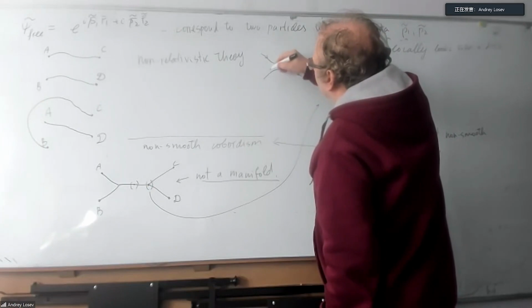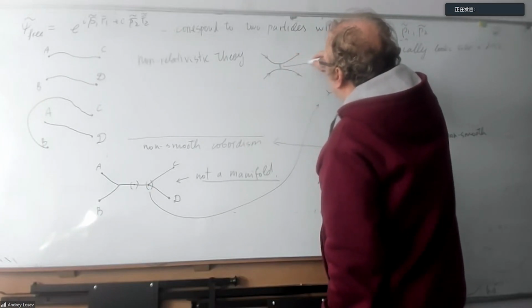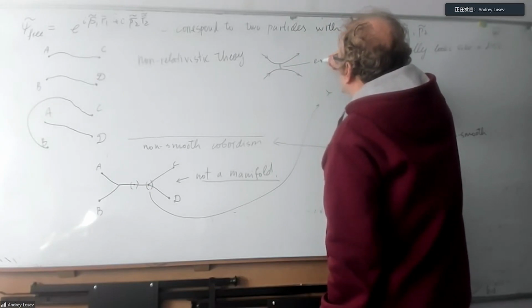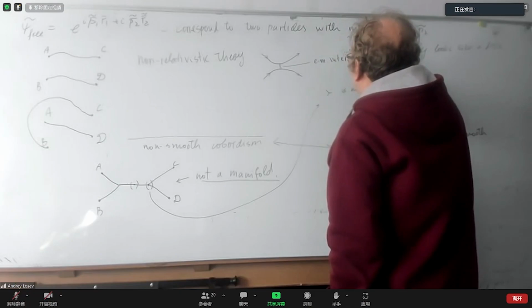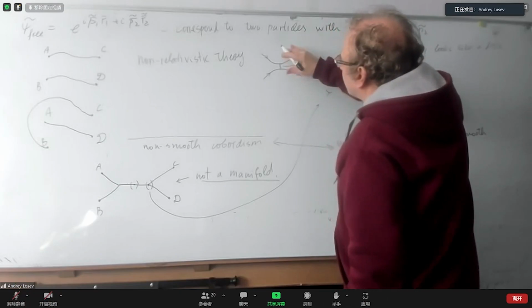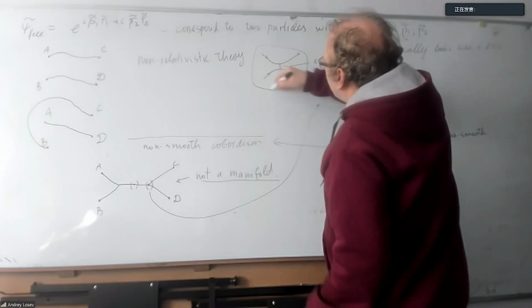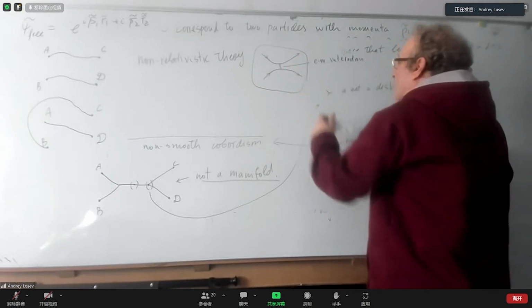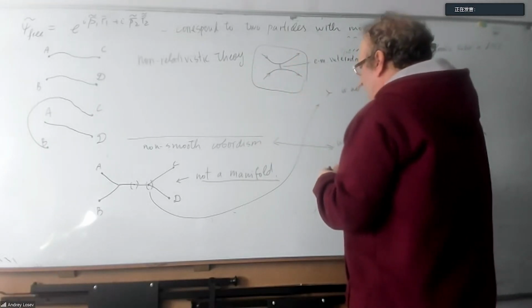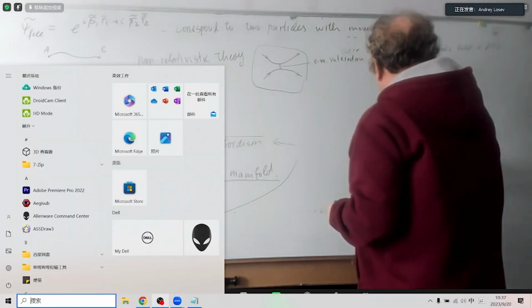When we have this process, and this is electromagnetic interaction, that is some enhancement of the cobordism. Still, we have two electrons incoming, two electrons outgoing. However, there is a relativistic theory.